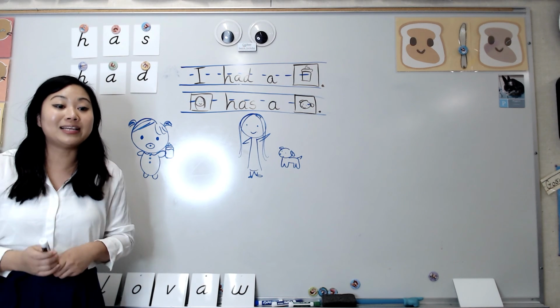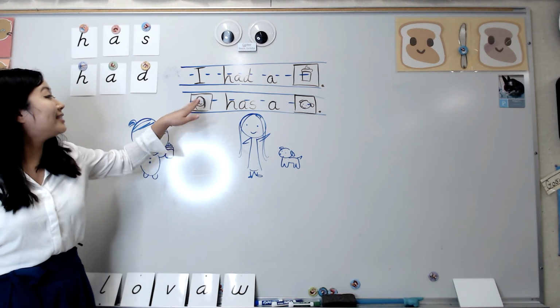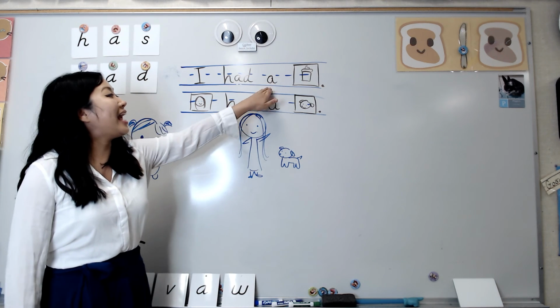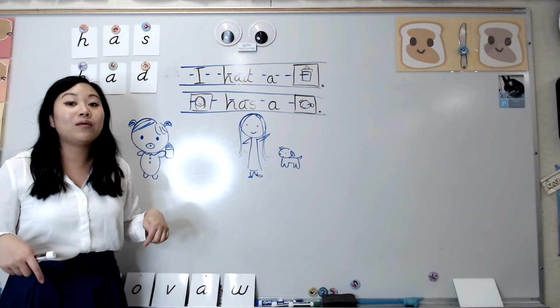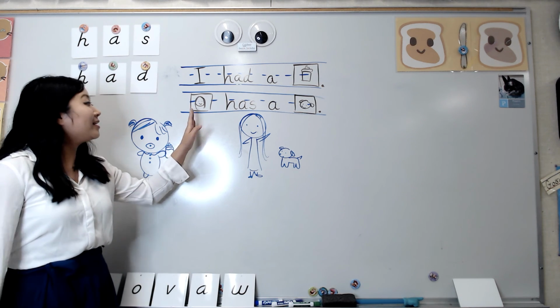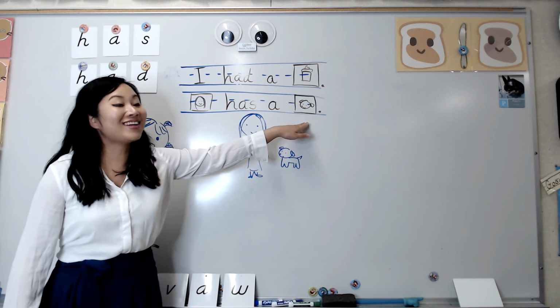So let's read our sentences together. This says, I had a bottle when Miss G was a baby. Right now, my sister has a dog.